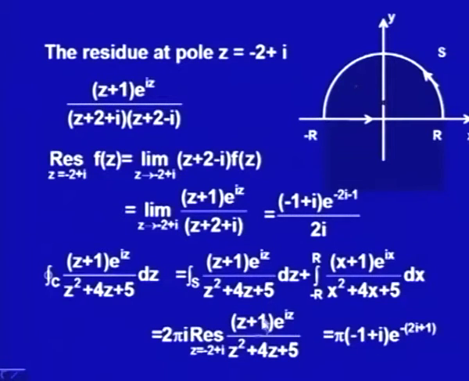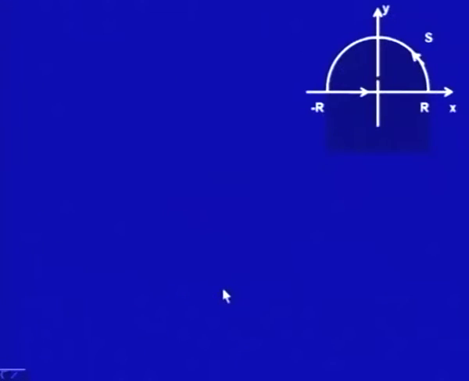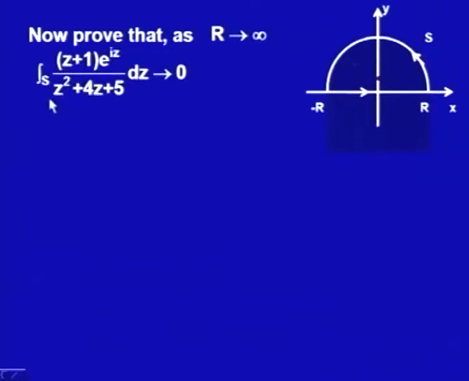Now, the thing remaining is to take the limit as r approaches infinity, and show that this integral goes to 0. Then this would give the desired integral from minus infinity to plus infinity. So, let us try to show that the integral of the function f(z), that is (z plus 1) e to the power iz upon z square plus 4z plus 5, along this semicircle S of radius r approaches 0 as r approaches infinity.